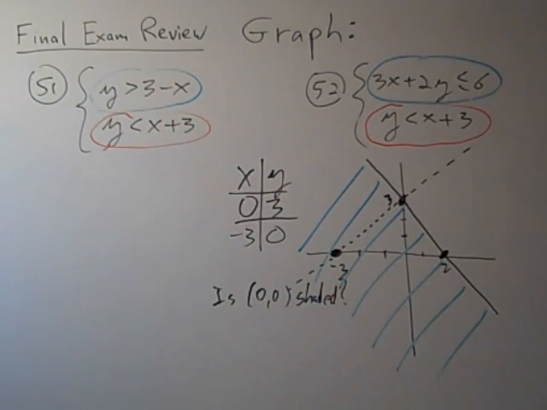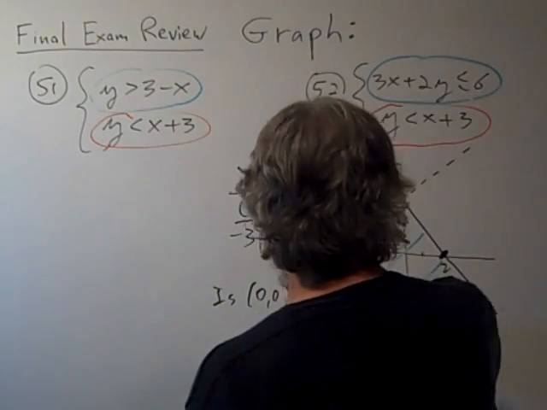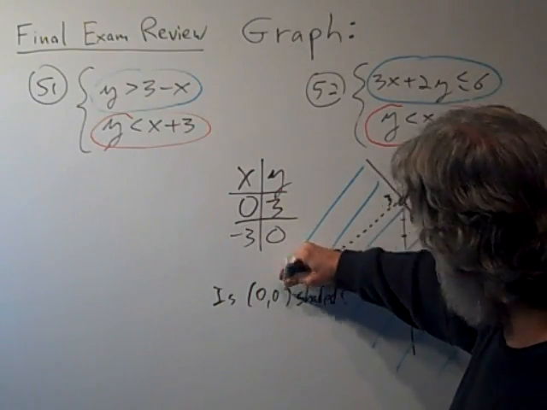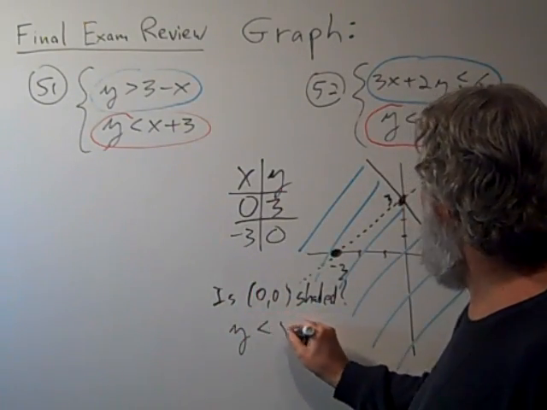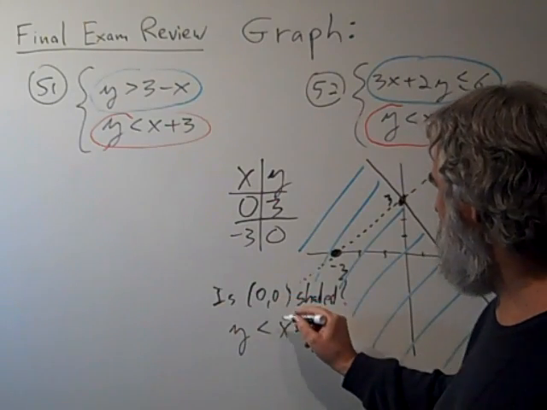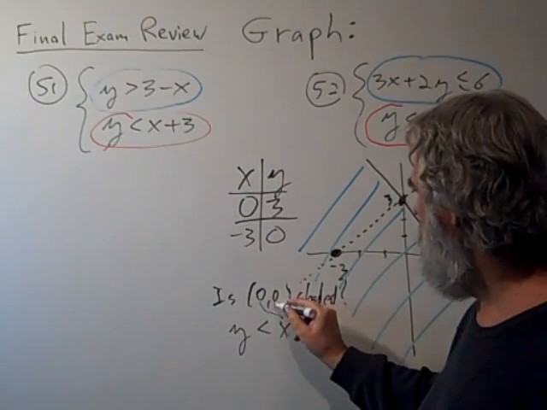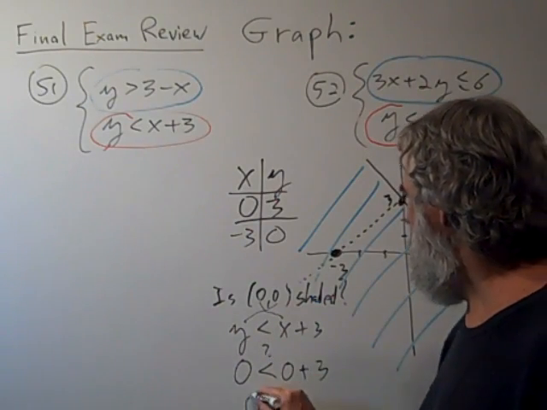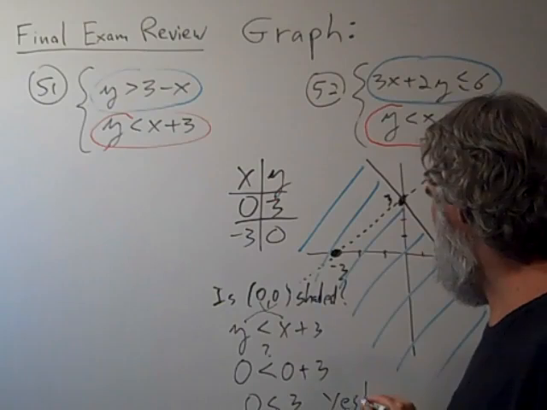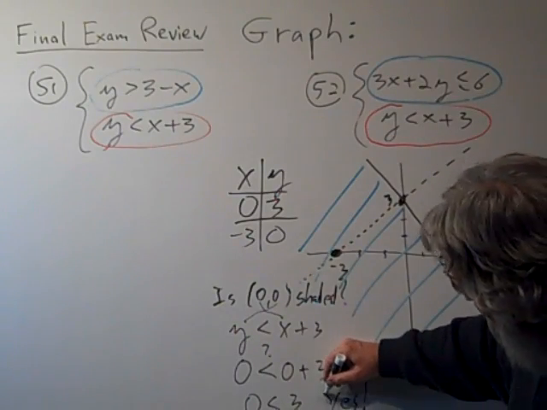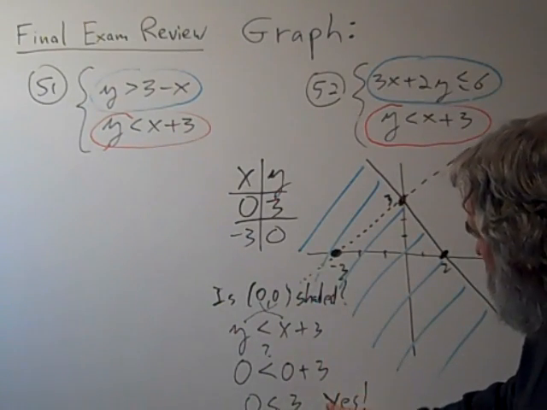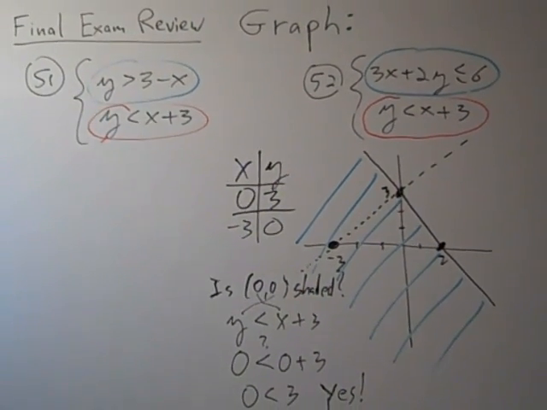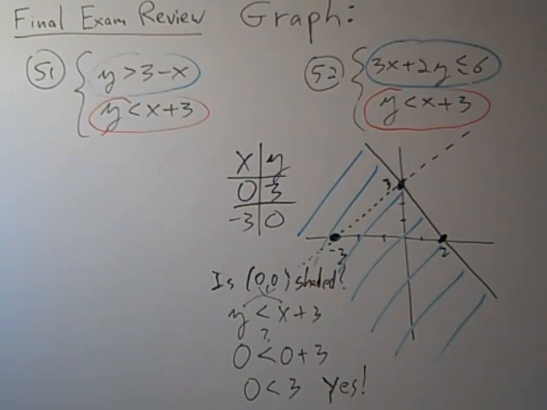So we have this line. And we ask, is the origin shaded? So now we use the line y less than x plus 3. We substitute x equals 0 and y equals 0. So we wonder, is 0 less than 0 plus 3? Is 0 less than 3? Yes. So the answer to this question is another yes. The origin is on the shaded side of this second line as well. And so we graph that.